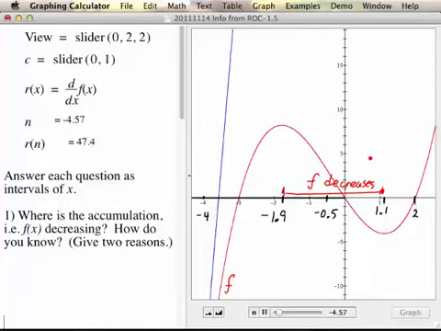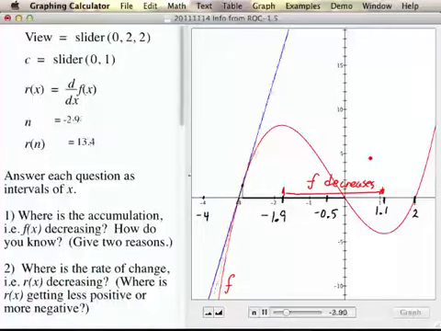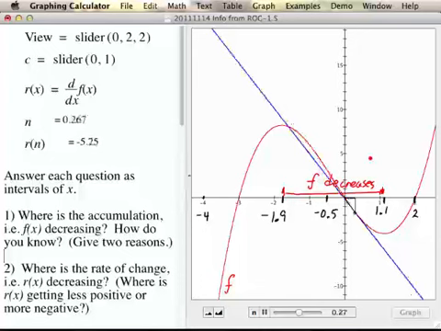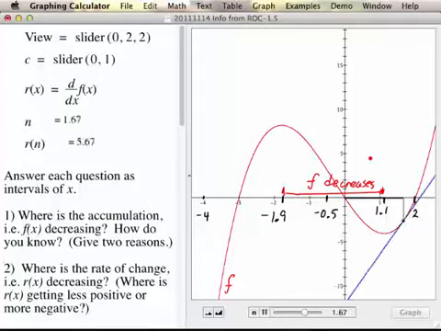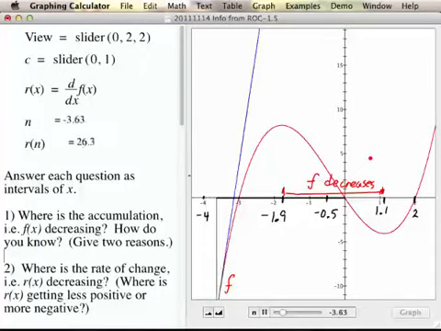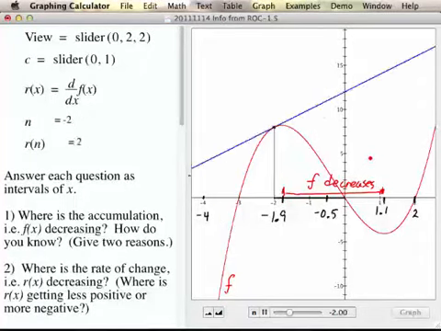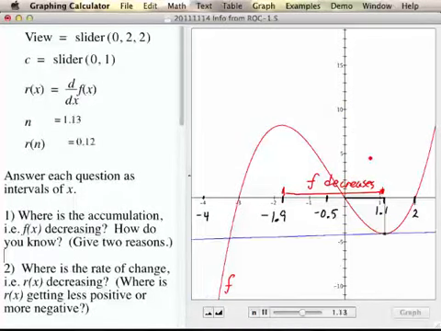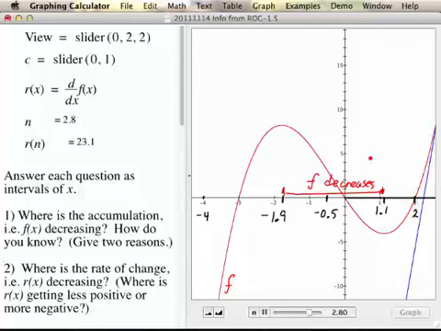Okay. New question. Where's the rate of change r of x decreasing? And to help you, where's r of x getting less positive or more negative? So over what interval or intervals is the rate of change r of x decreasing, getting less positive or more negative? Go, talk.